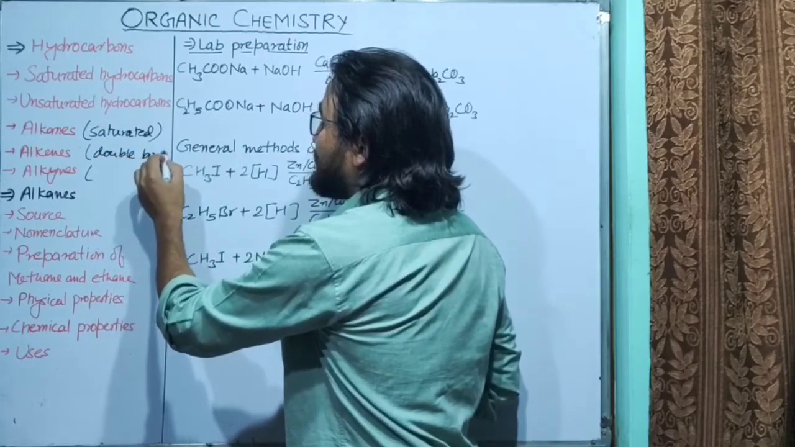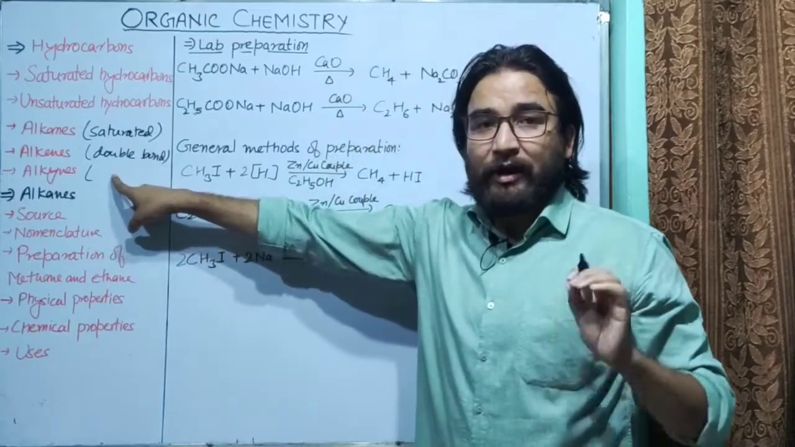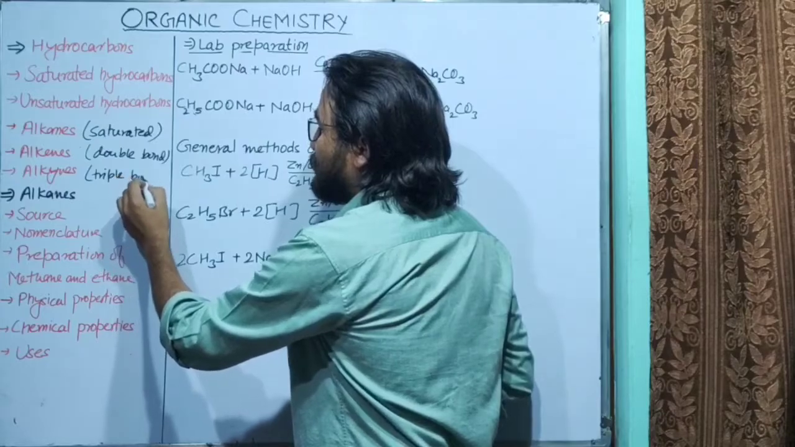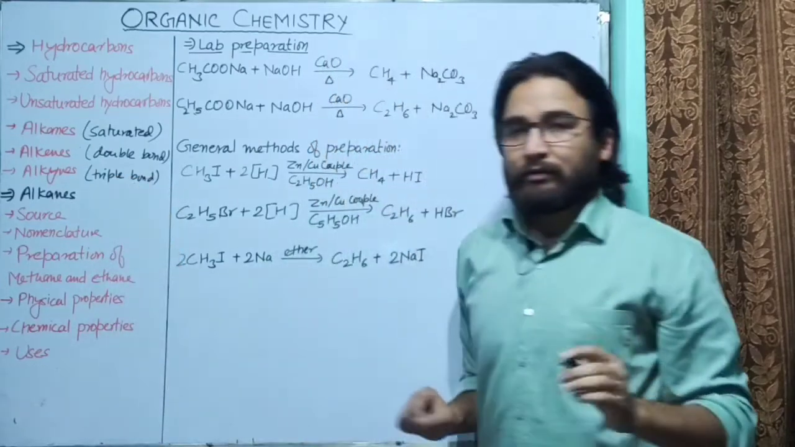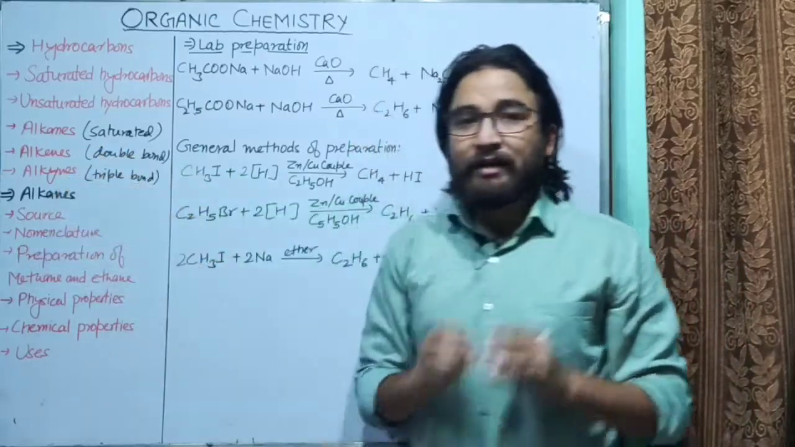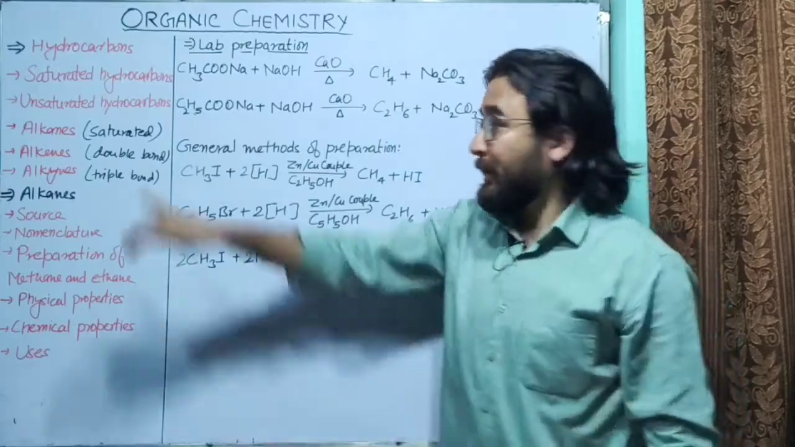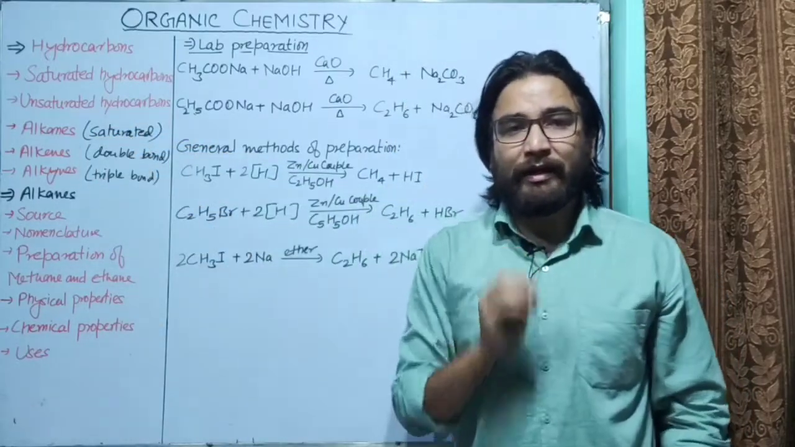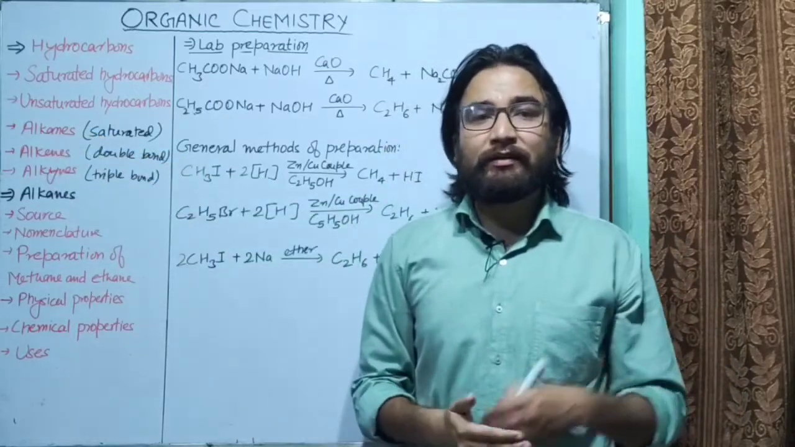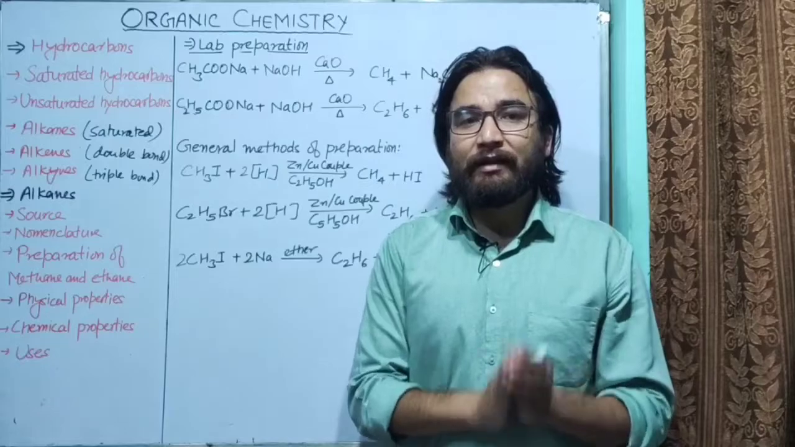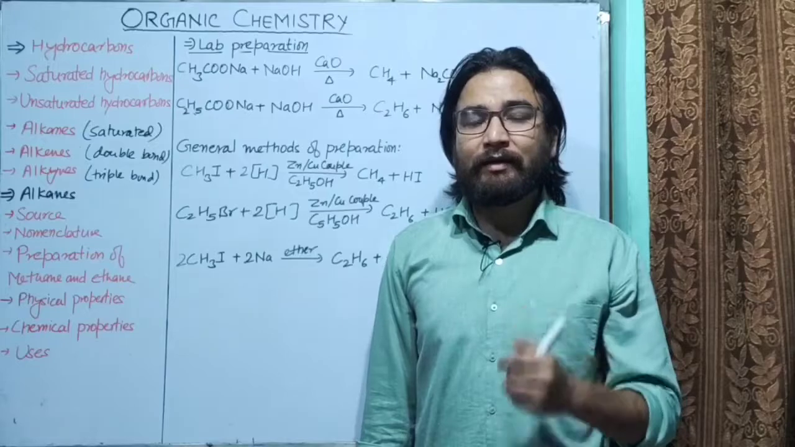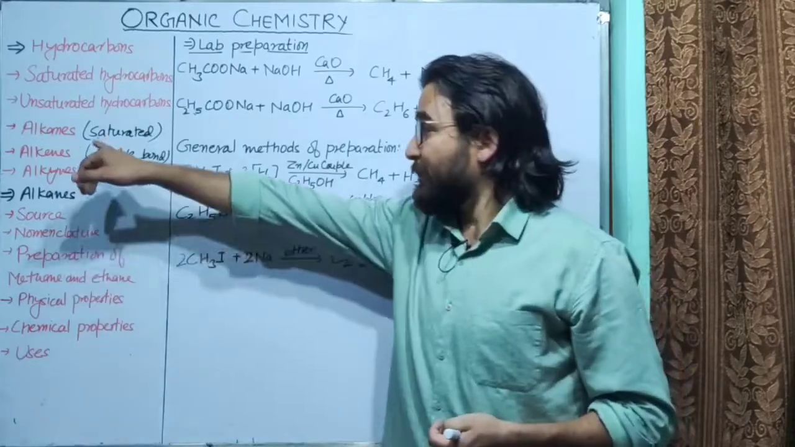So if there is a double bond between carbon atoms, these are called alkenes, and if there is a triple bond between two carbon atoms, then the hydrocarbon will be called an alkyne. Now, alkenes and alkynes are unsaturated hydrocarbons, but alkanes are saturated hydrocarbons. So we will discuss only alkanes in this lecture. There are many other differences between alkanes and alkynes, and one of the most important differences that we have not discussed yet is the chemical reactivity.